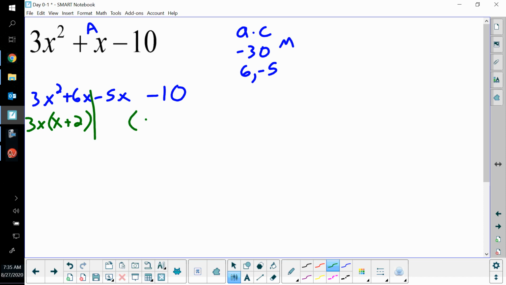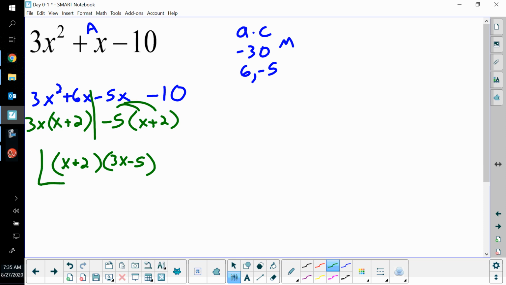Automatically write the x plus 2 over on the other side, and then ask yourself, what needs to be distributed to give us negative 5x minus 10? Well, that would be a negative 5. Final step, do 2 sets of parentheses right next to each other. You've got the x plus 2 that was in both spots, and the 3x minus 5 that's out front. And that is our factoring of the original trinomial. Feel free to multiply it out to check if you want.